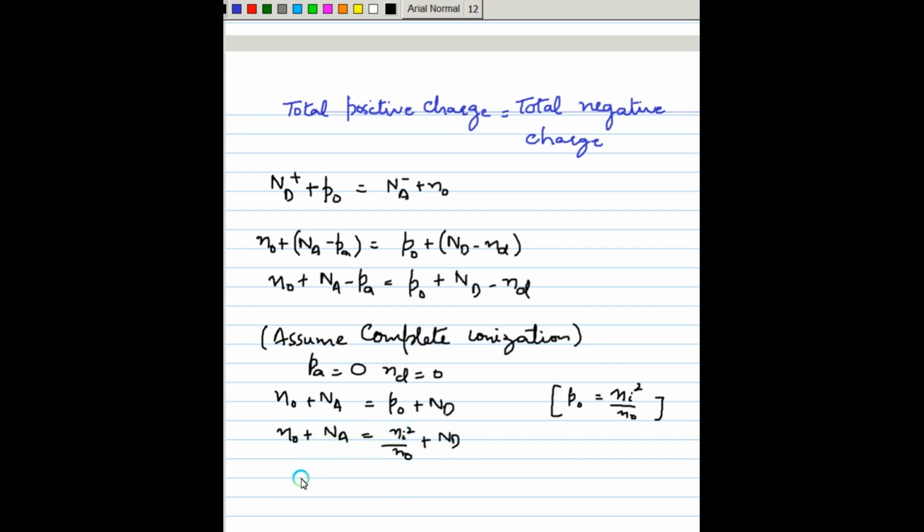So after multiplying it, the equation becomes N naught square minus (Nd minus Na) times N naught minus Ni square equals 0. So this becomes a quadratic equation, and you are taking Ni square as a constant. The variable is N naught.